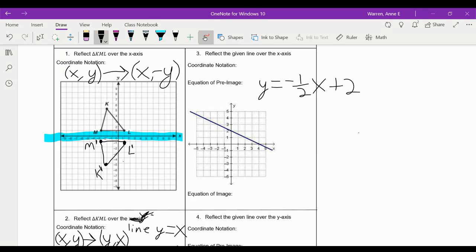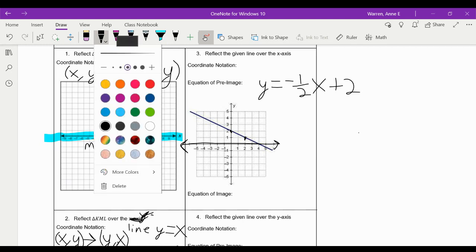Okay, but now I'm going to go ahead and reflect this line. And again, I'm going to do that before I do the coordinate notation. It asked me to reflect the line over the x-axis. So I'm going to darken in the x-axis to remind us that that is the line I'm reflecting over. And what I'm going to do is I'm just going to take 2 points on this original line. And these are 2 points I had pointed out in the original problem. I have 0, 2, and I have 2, 1. And then I'm just going to go ahead and reflect each of these points.